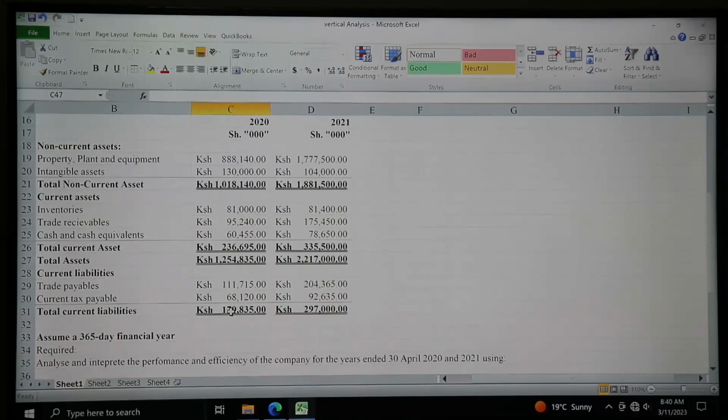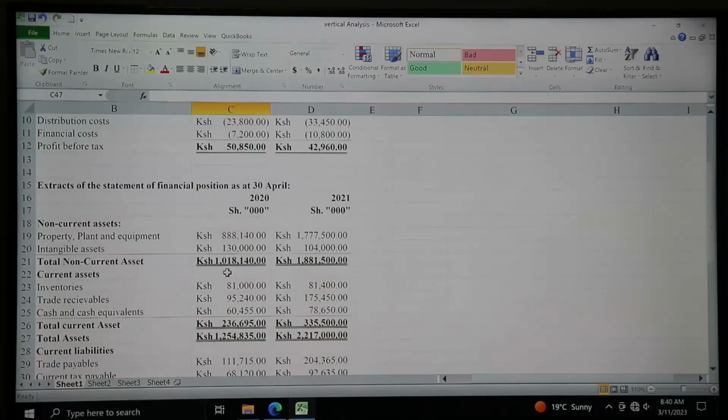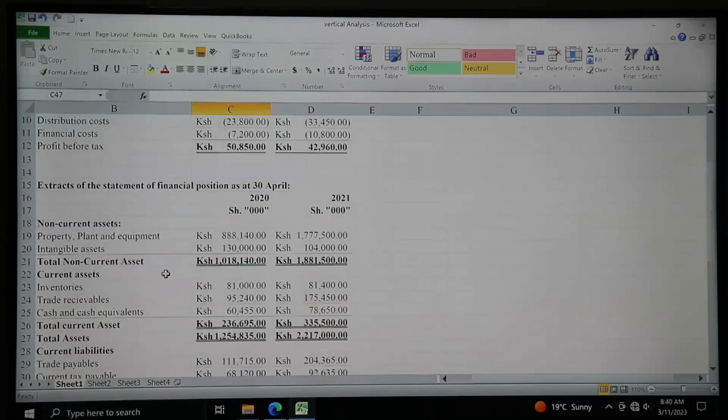So in the next question, you're supposed to pick the average inventory. But for 2020, since we are not given another year, just the previous year, the inventory that we are given here will be our average. We just use that as our average. So we'll take that as average inventory over cost of sales.